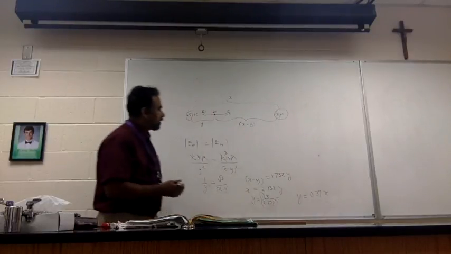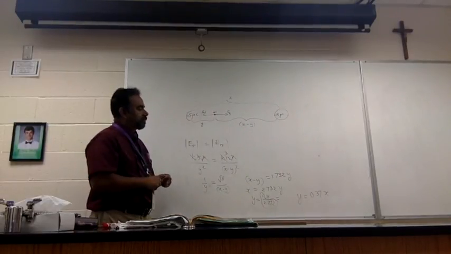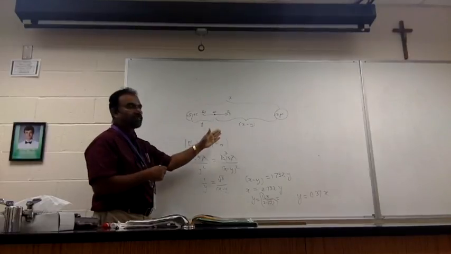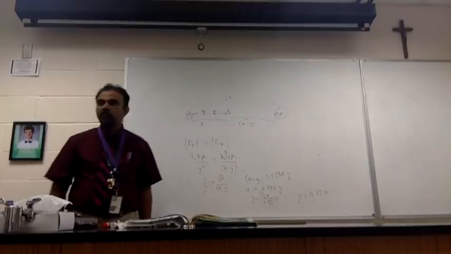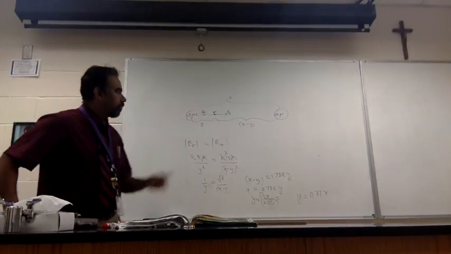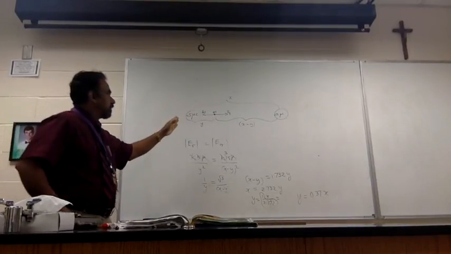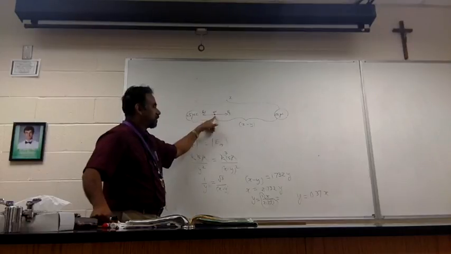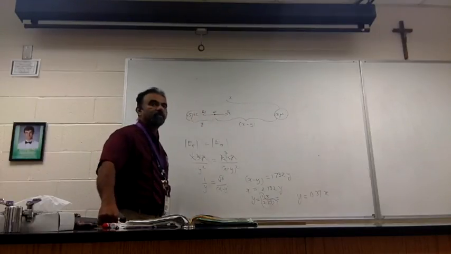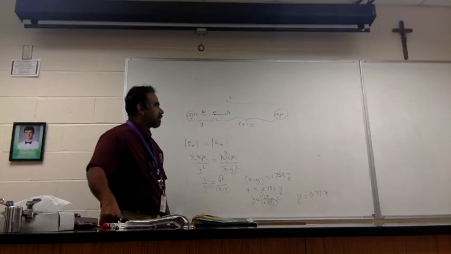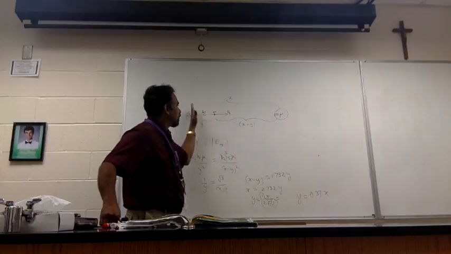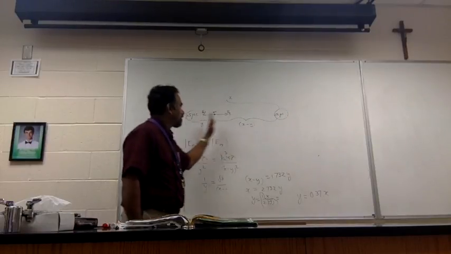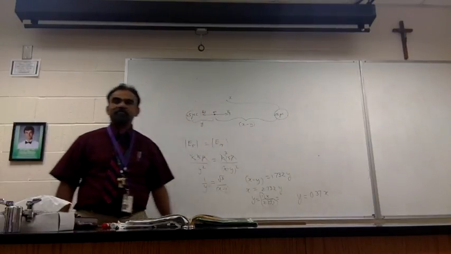In other words, 37% of the distance from there to there is going to be the place. The position y, this part over here, is 0.37 of the entire distance. 37% of the entire distance. So the entire distance is 100 centimeters, that's going to be 37 centimeters.